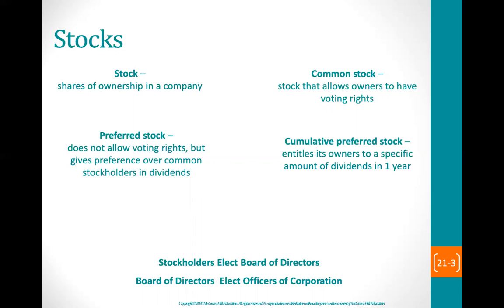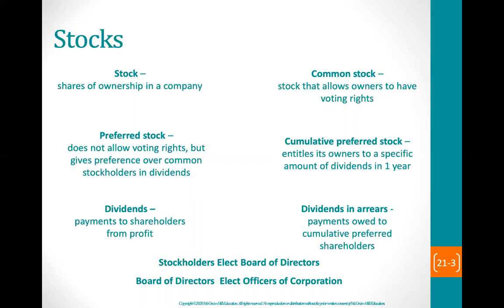Cumulative preferred stock entitles owners to a specific amount of dividends in a year. Should a company fail to pay dividends, dividends in arrears occur. A dividend is a payment to shareholders from the profit of a company. So say a company earns a $100,000 profit and they decide to pay out dividends. The dividends would first be paid to the preferred stockholders. Then if there's any money left, it would go to the common stockholders.